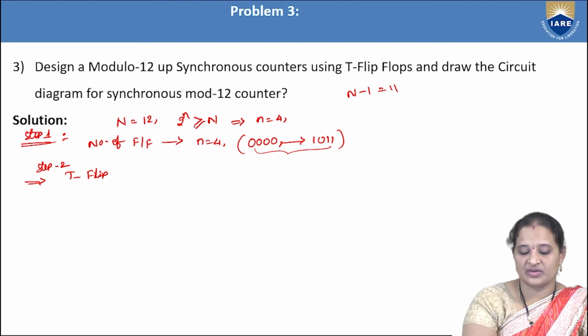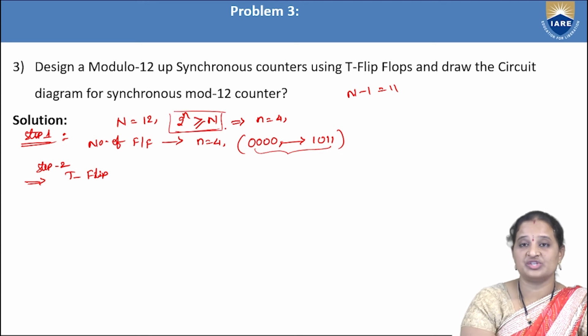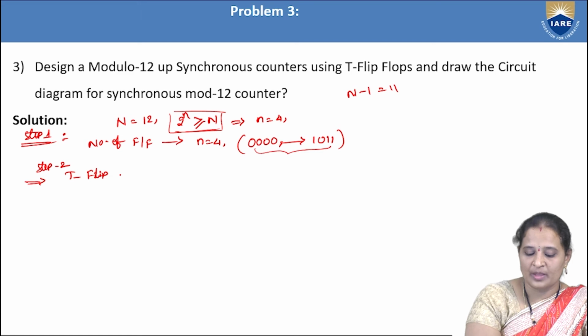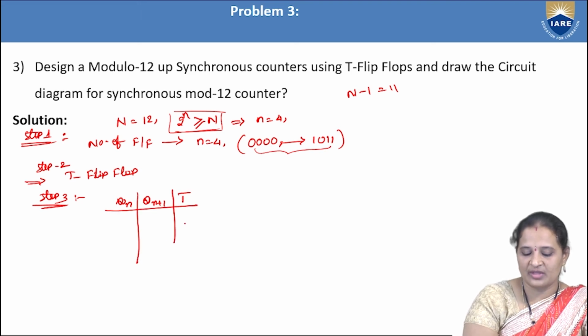So in order to satisfy this condition, the number of flip-flops required is 4. We have chosen the T flip-flop here. And step 3, we need to recall the excitation table of the T flip-flop. So here we have the excitation table with Qn plus 1 and the T input.